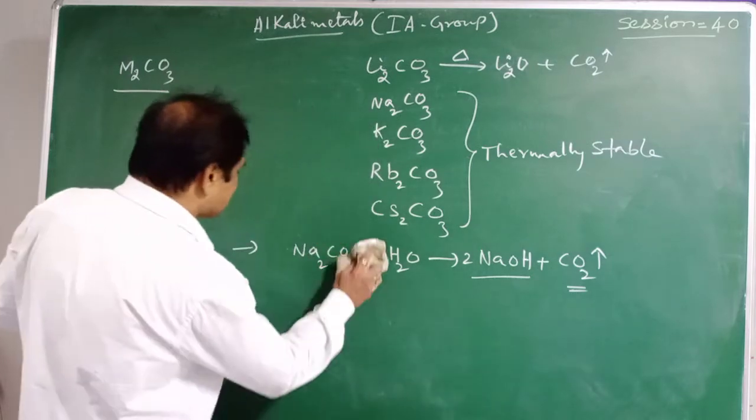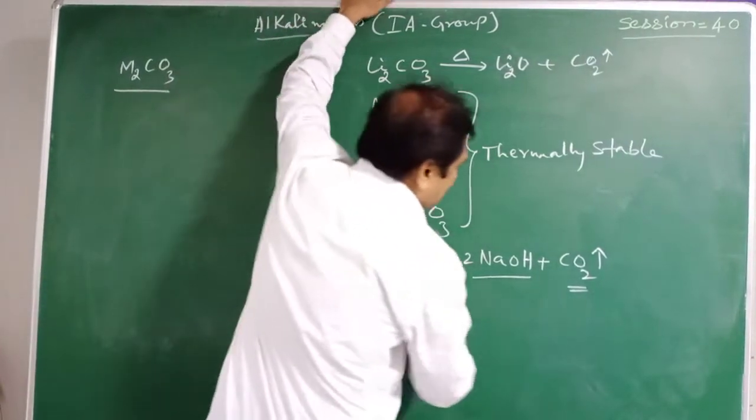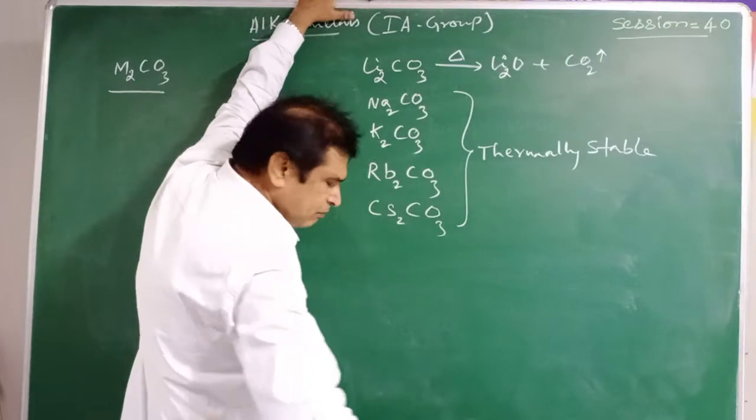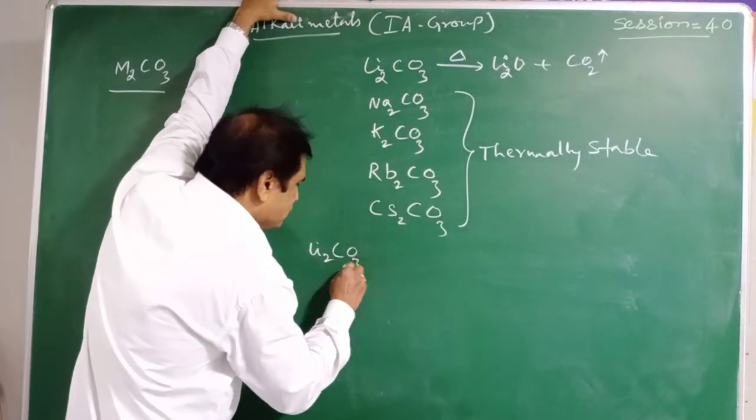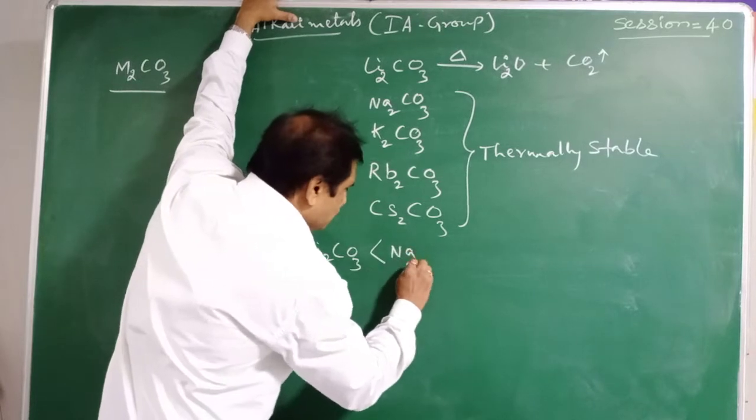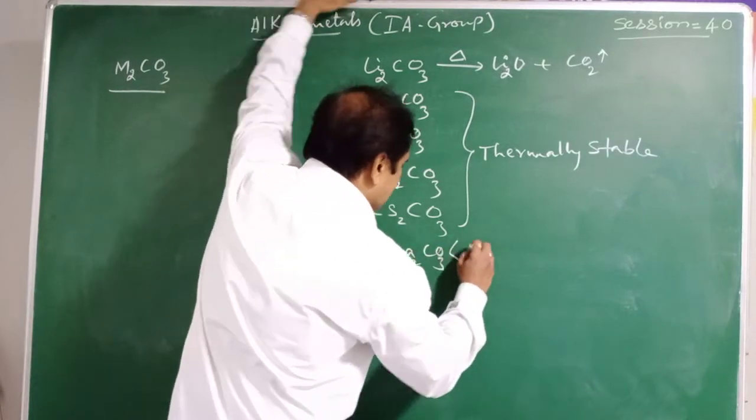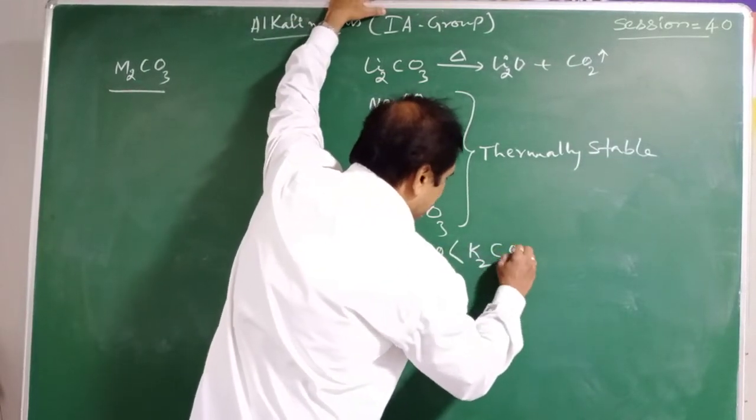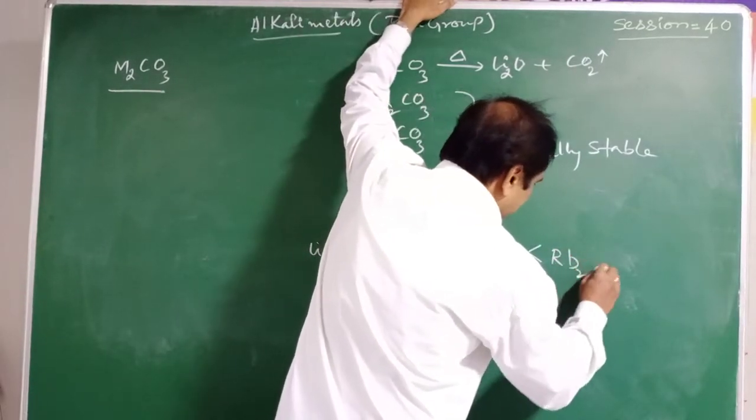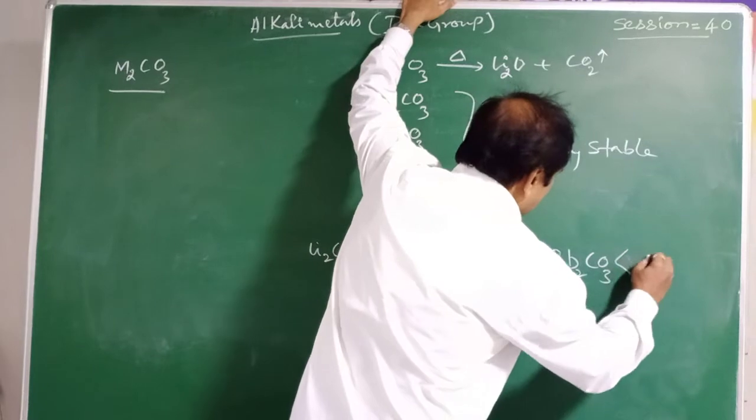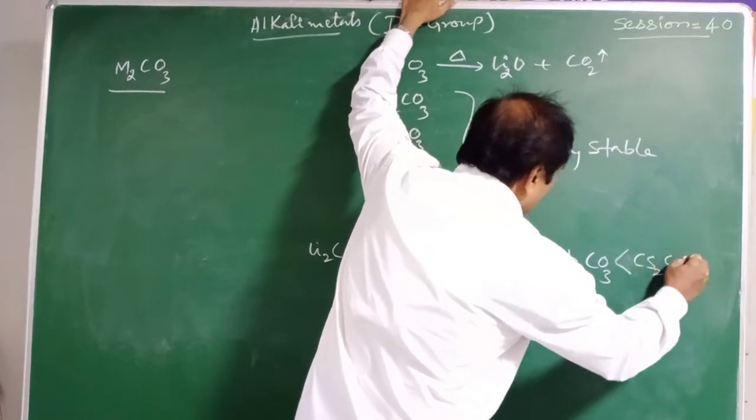How can we represent that solubility? Let us write that solubility order. That is lithium carbonate Li2CO3 less than Na2CO3, less than K2CO3, less than Rb2CO3, less than cesium carbonate Cs2CO3.